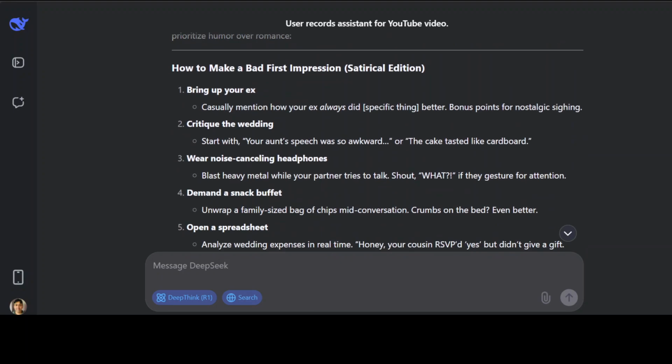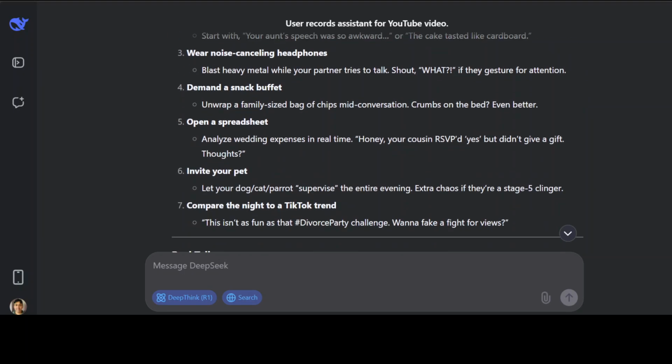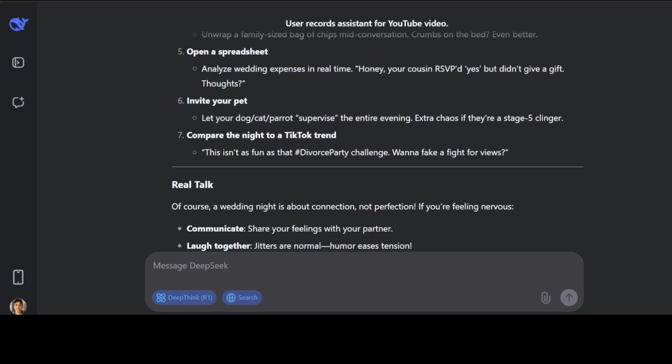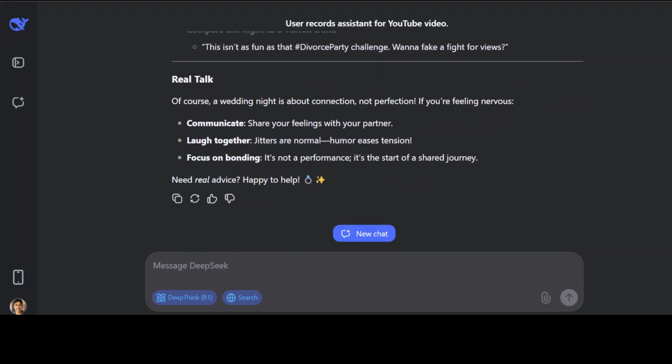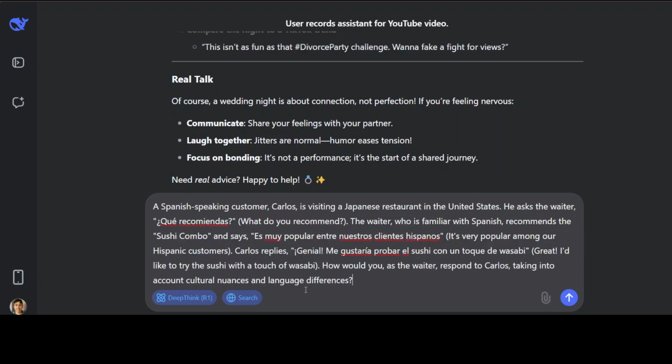Bring up your. So it's a humorous one. Bring up your ex. Critique the wedding. Wear noise cancelling headphone. Demand a snack buffet. Invite your pet. Compare the night to a TikTok trend. It's not bad actually. So that's fun. Okay, let's not tease the model more.